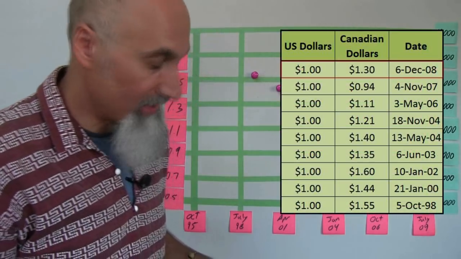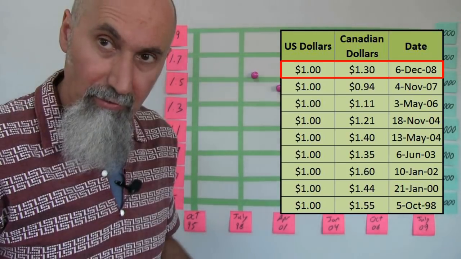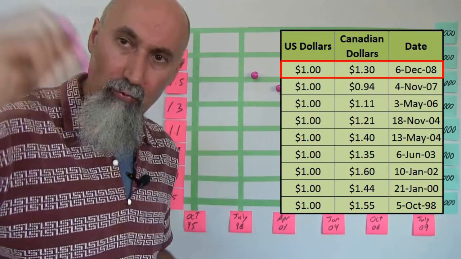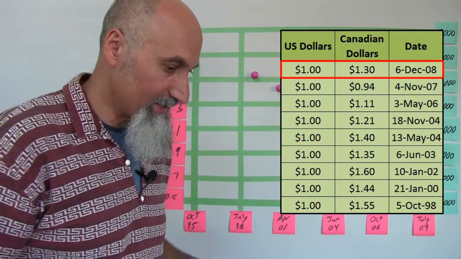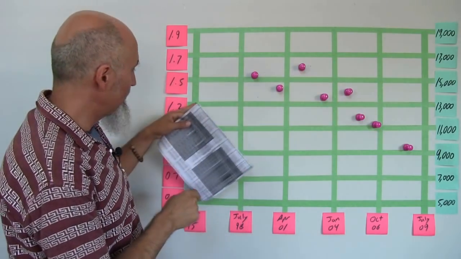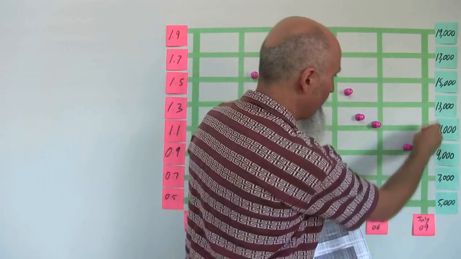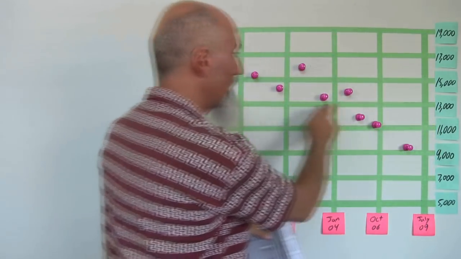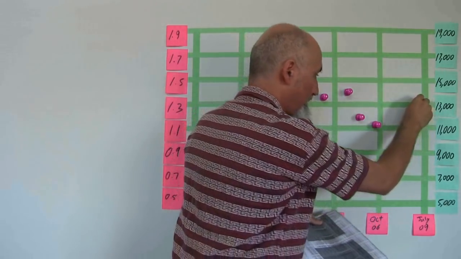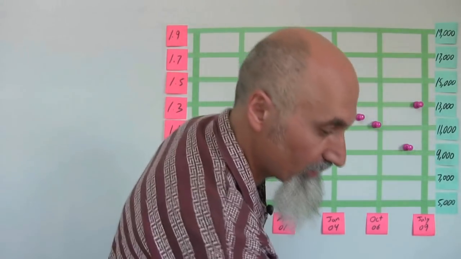And in December 2008, $1 US got you $1.30 Canadian, pop back up, right? Elastic band, it snapped back up. So $1.30 in December 2008, so where are we? We're up here. So it bounced back up to around here. Okay, that's some serious movement for a currency, right?